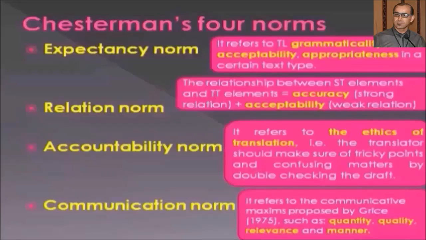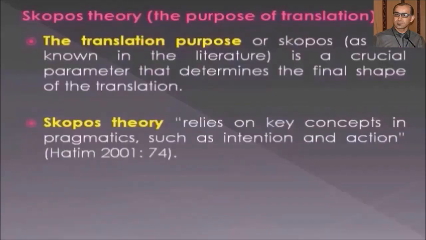And the third type of norms is accountability norm, which is related to the ethics of translation. The translator, according to this norm, should make sure of tricky points and confusing matters by double checking the draft. And the last one is communication norm. It refers to the communicative maxims proposed by Grice 1975, such as quantity, quality, relevance, and manner.